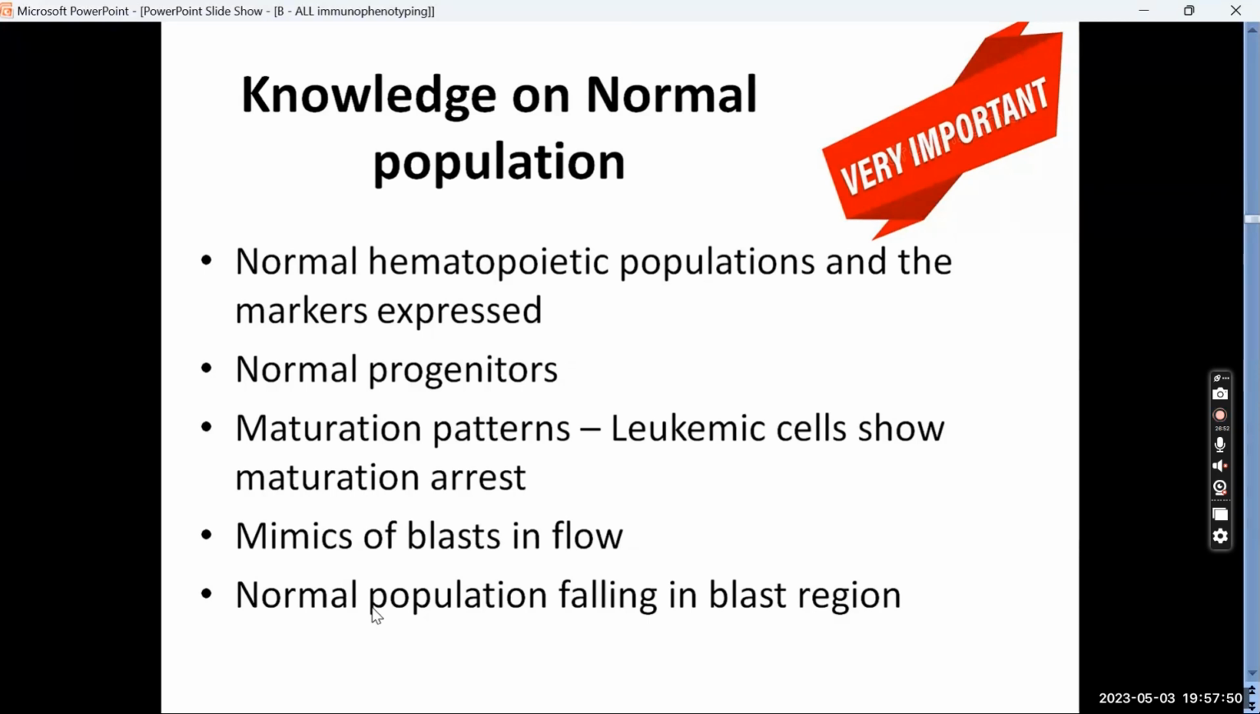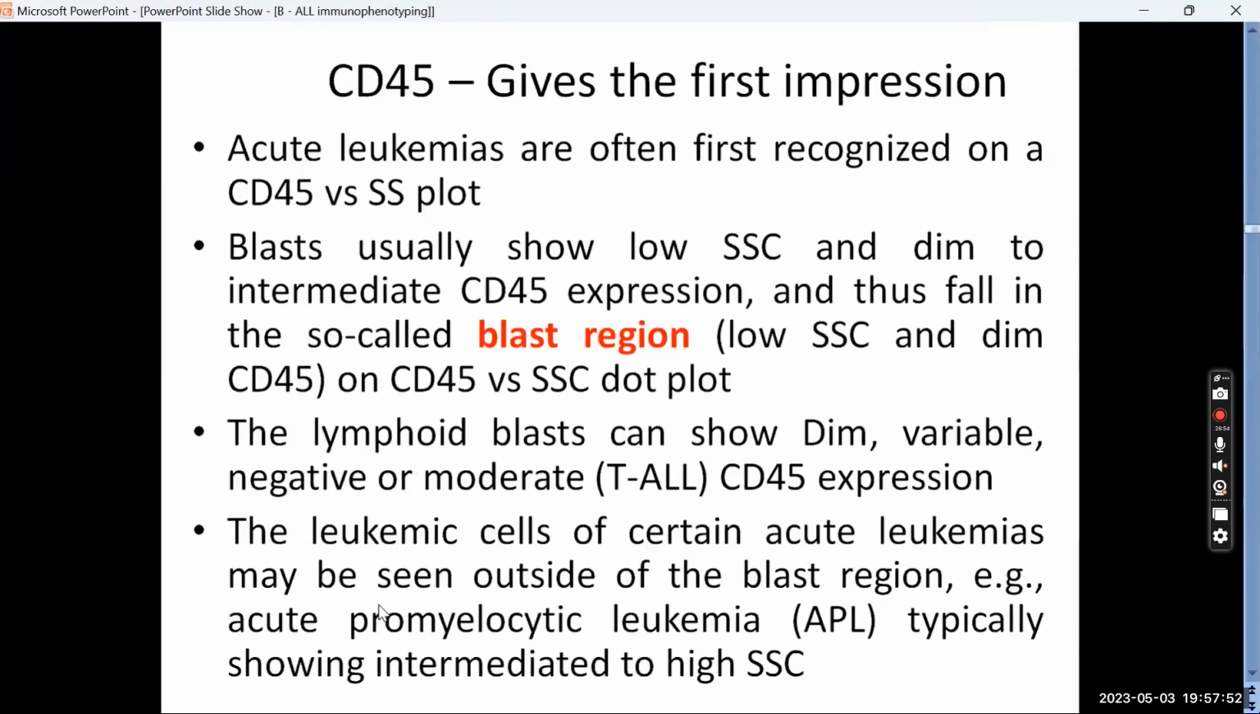Okay, so what is this blast region? Let's see what the blast region is. But before that, CD45. As I said, you give the first impression. If you ask me, I'll show you only one plot, and you need to tell me what the likely diagnosis is in a diagnostic marrow. In a diagnostic marrow, I would ask for side scatter versus CD45. Okay, so acute leukemias are most often first recognized on the side scatter versus CD45 plot.